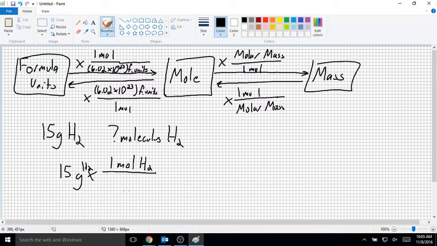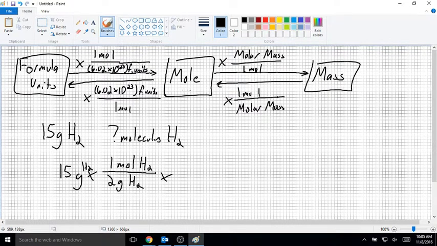Now, if you check your periodic tables, one hydrogen has a mass of 1. 2 hydrogens would have a molar mass of 2 grams. And that's just taking the masses from your periodic table. So that gets us to the moles part. So now I need to convert over to formula units. I'm not going to actually hit equals yet. I'm going to get all my math set up, and then I'm going to plug it in.